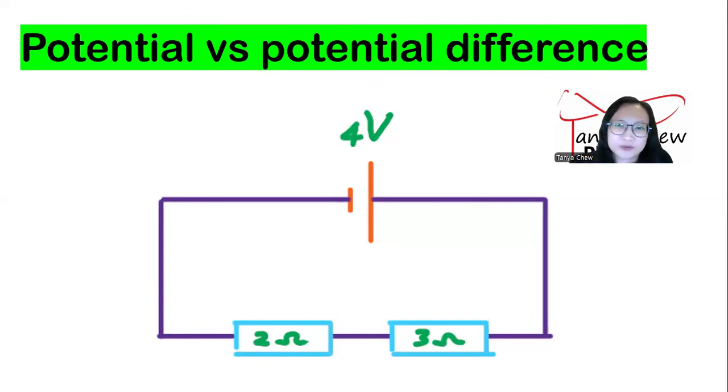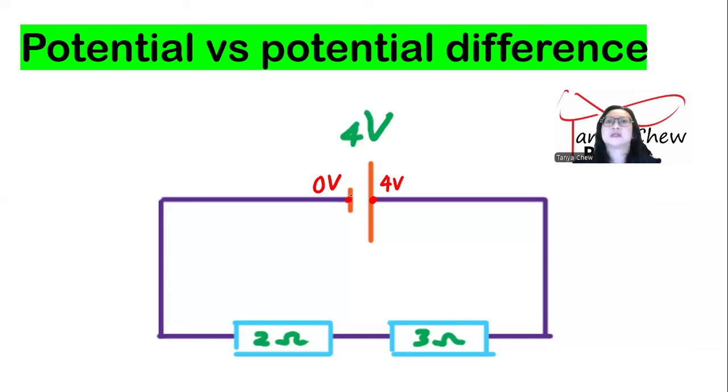So it is not about the resistor, it is about the cell itself. When I say that the cell is of 4 volt, it also means that the positive terminal of the cell is of 4 volt and the negative terminal of the cell is of 0 volt. So the potential at the positive terminal is 4 volt. Potential at the negative terminal is 0 volt.